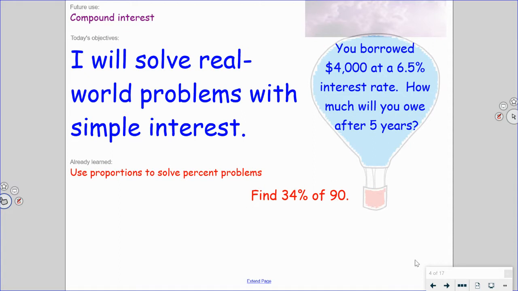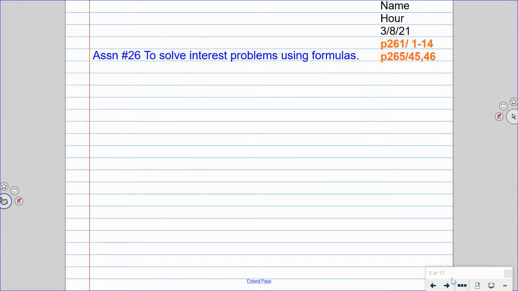Still going to use the percent issues, but we're going to use percent with the interest formula. In fact, I would suggest as you stop to settle this, you write this. Actually, I do have some notes. I will put those available. I hope you've opened up those notes. And come on back when you're ready.